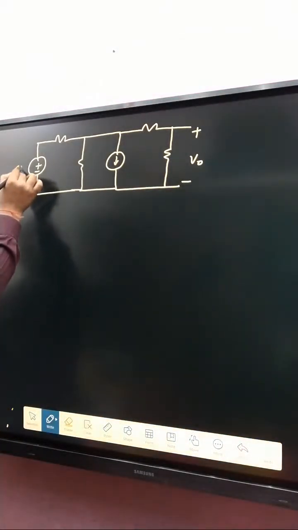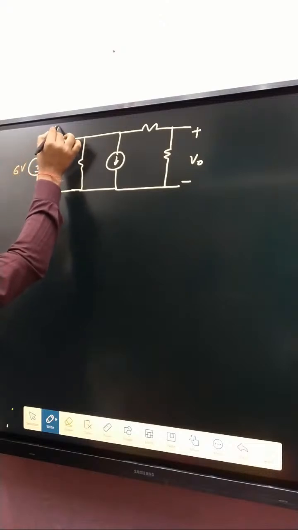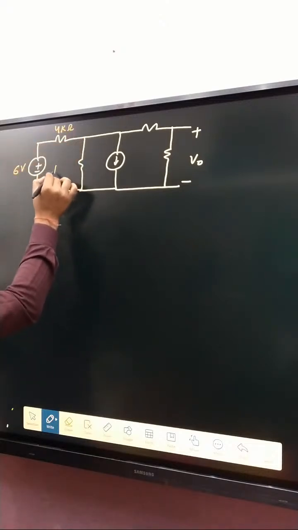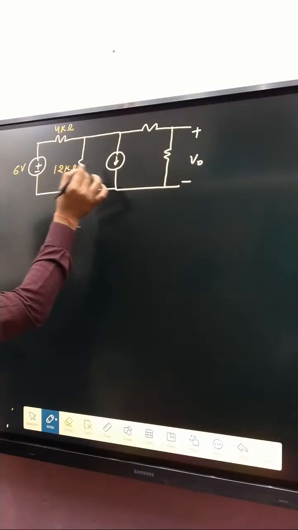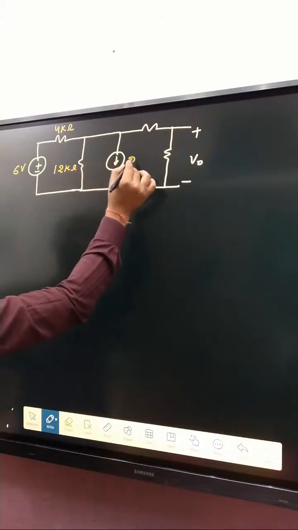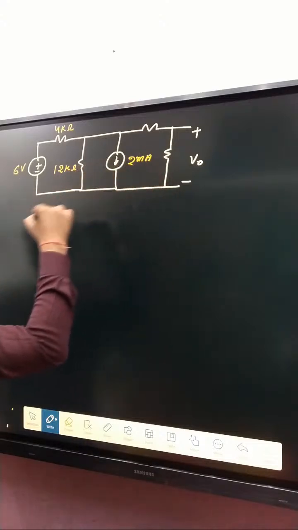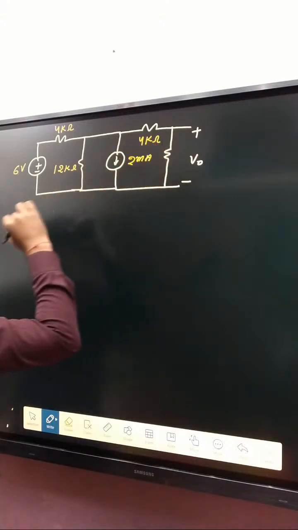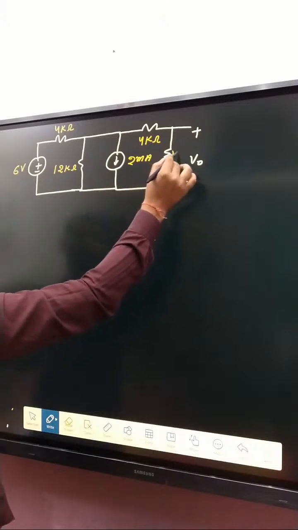That one is 6 volt, and that is 4 kilo ohm, and that one is 12 kilo ohm, and that one is how much current? 2 milliampere. Okay. And here 4 kilo ohm, and here 12 kilo ohm.